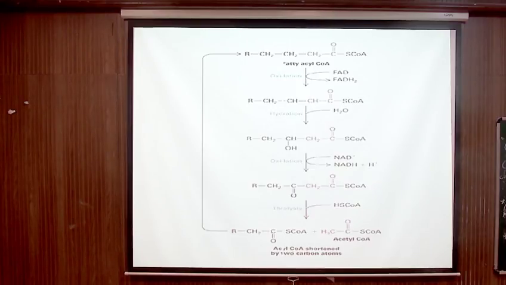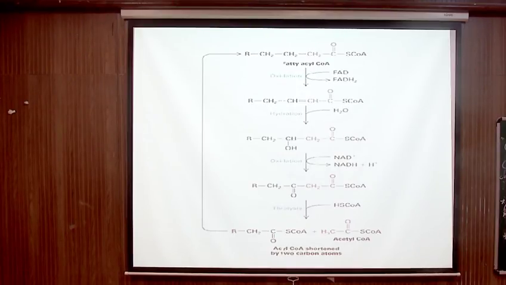Again it undergoes oxidation by the enzyme dehydrogenase, that is beta hydroxy acyl coenzyme A dehydrogenase, and the coenzyme is NAD. So after this dehydrogenase or oxidation, what is the intermediate that you get? Beta keto acyl coenzyme A. Beta keto acyl coenzyme A will undergo thiolytic cleavage by the enzyme thiolase. So you will get acetyl coenzyme A, which is a 2 carbon compound, and a fatty acyl coenzyme A which is shortened by 2 carbon atoms.